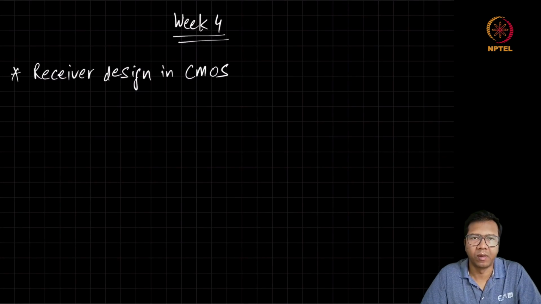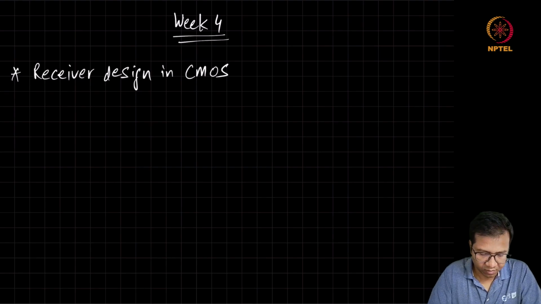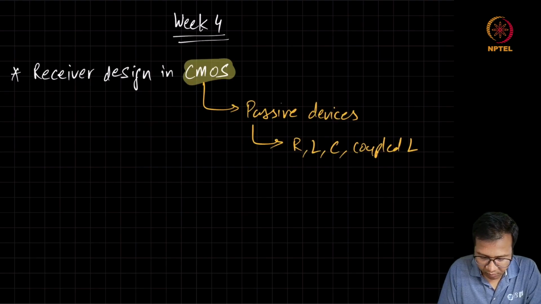Welcome to week 4 of IC Design for Wireless Systems. In this week, we will start the receiver design at transistor level in CMOS process. The receiver design, we are going to start with low noise amplifier.